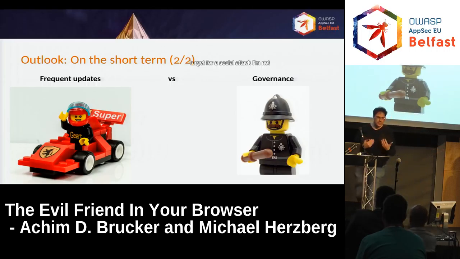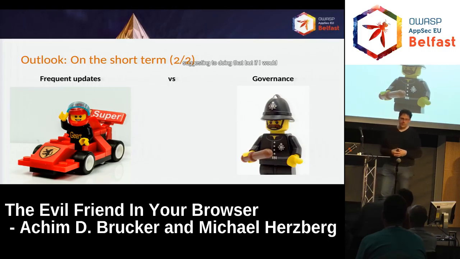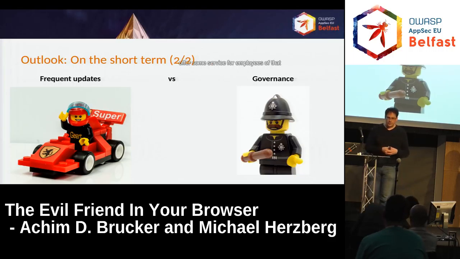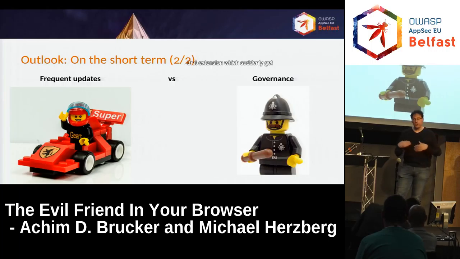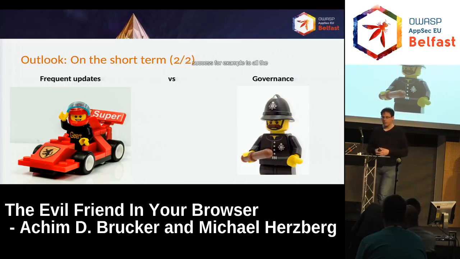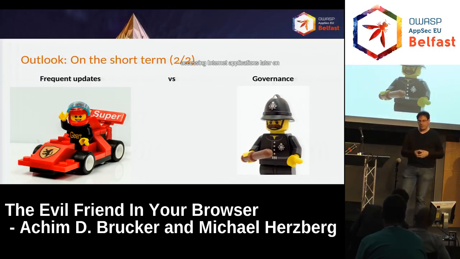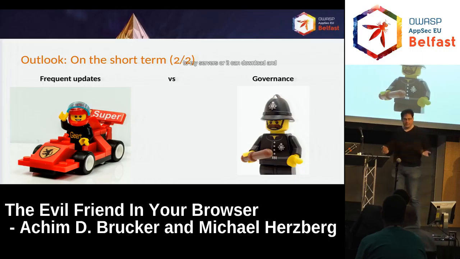On the other hand, you have the problem that your users can install any extension, and such an extension is a very interesting target for a social attack. I'm not suggesting doing that, but if I would like to attack a certain company, I would try to build an extension which offers some service for employees of that company and send out phishing mails, encouraging those employees to install that extension, which suddenly gets access, for example, to all the intranet applications in that company. It can send the data that the extension collects whenever the users are accessing intranet applications later onto my servers, or it can download and install additional malware. So it's really an open door for attacks.